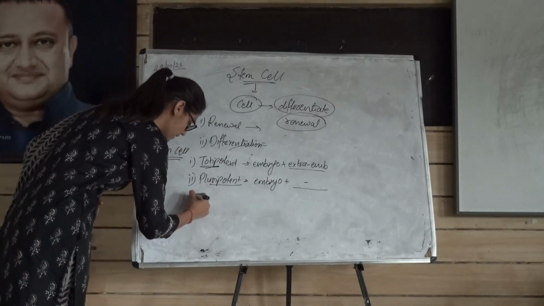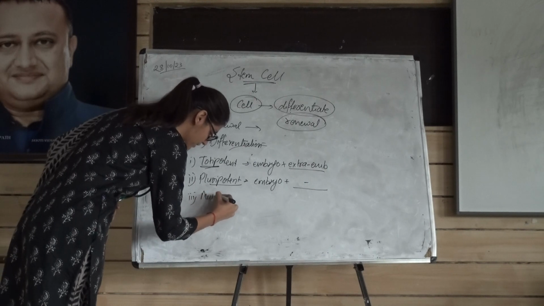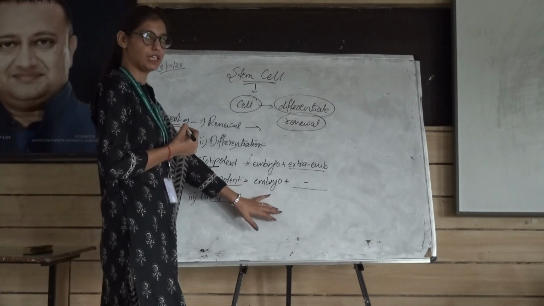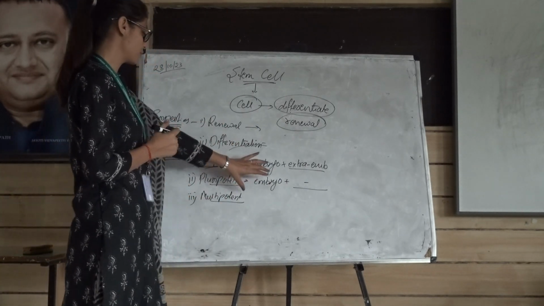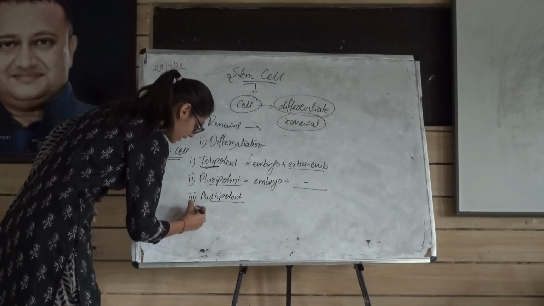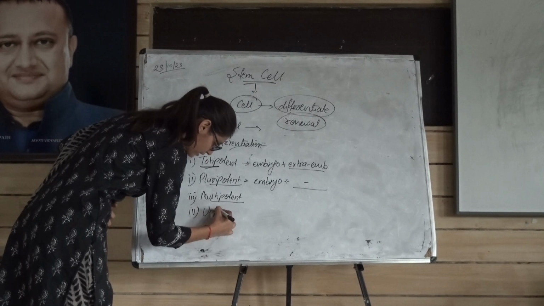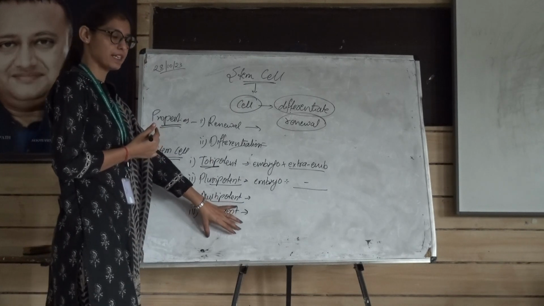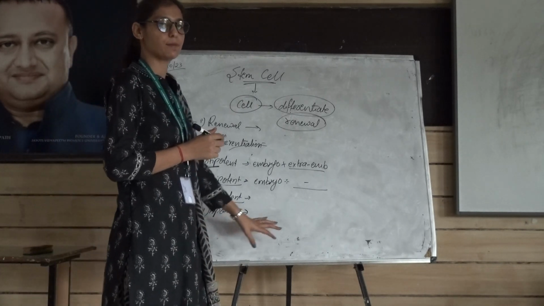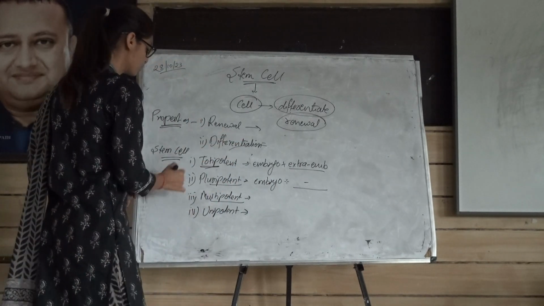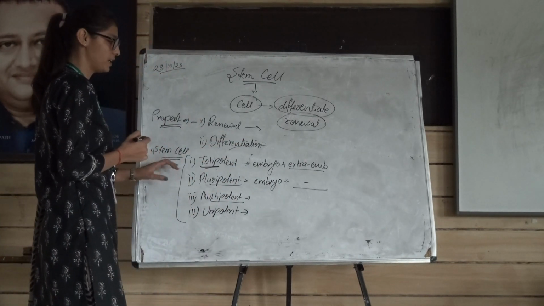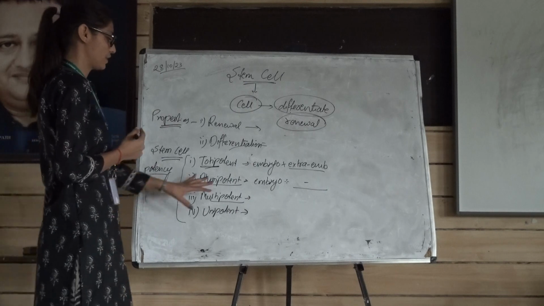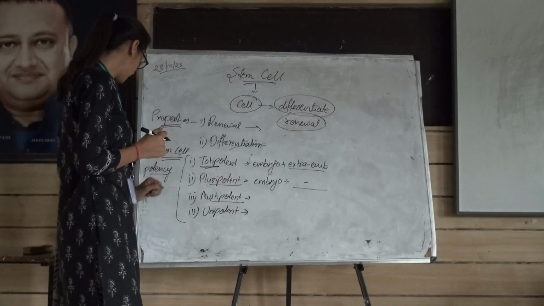Third type of stem cell is the multipotent stem cell. This type of stem cell has the property to divide or differentiate into multiple types of cell but cannot produce a complete embryo, right? The last one is the unipotent stem cell. Unipotent stem cell has the ability to produce a single type of cell, like you can say they can produce RBC, they can produce gametes like sperm and egg, right? So these are the 4 types of stem cell on the basis of their potency. This is one classification.